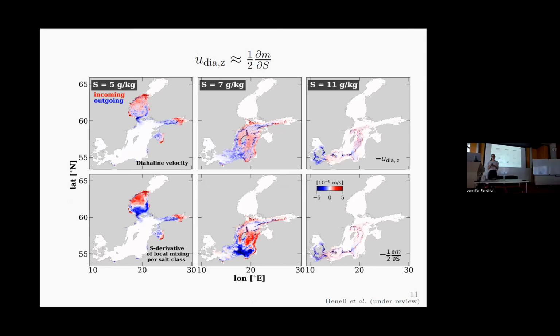So here we then have the last equation. And we do see the same figure, so the same overall picture. We do see that, for example, for the salinity derivative of the local mixing per salinity class, the picture is enhanced in comparison to the diahaline velocity. But then the diahaline velocity is also a bit more noisy. So there are these deviations.